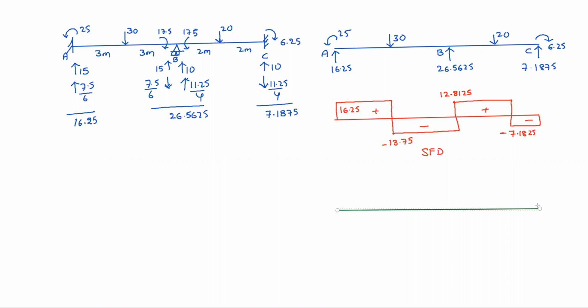Bending moment. Here 25 anti-clockwise on the left, that means negative. Minus 25. Then you can calculate at the D point. What is the bending moment at D? Minus 25 plus 16.25 into 3. How much? Minus 25 plus 16.25 into 3. You'll get 23.75.